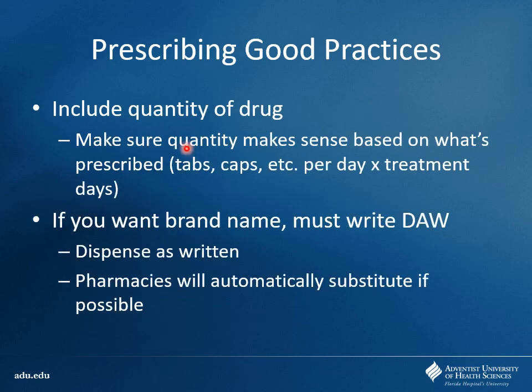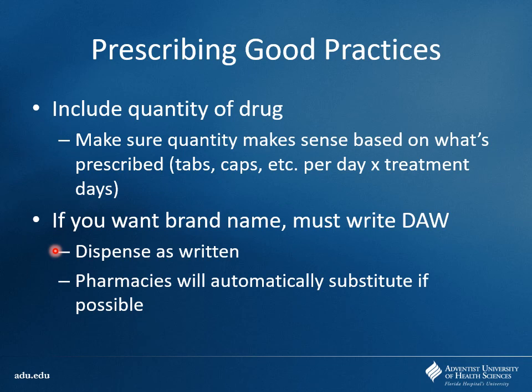So again, include the quantity. It should make sense based on what you're actually prescribing. So if I write it for a daily medication, it should probably be quantity 30, right? And then typically at the pharmacies, if you want us to give the brand name, you have to write DAW, which means dispense as written. Very rarely does it ever really matter. Generics work just as well as brand names.